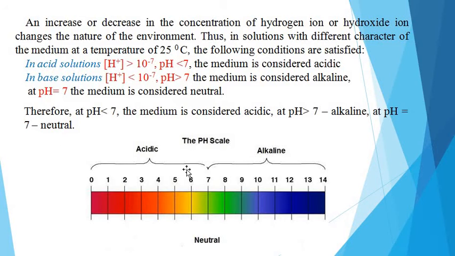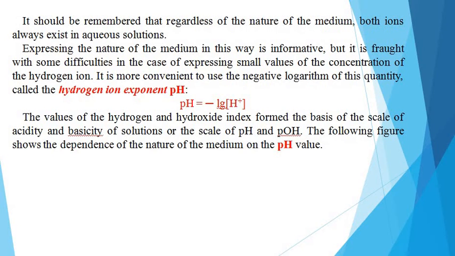Therefore, at pH less than 7, the medium is considered acidic; at pH more than 7, alkaline; at pH equals 7, neutral. It should be remembered that regardless of the nature of the medium, both ions always exist in aqueous solutions.